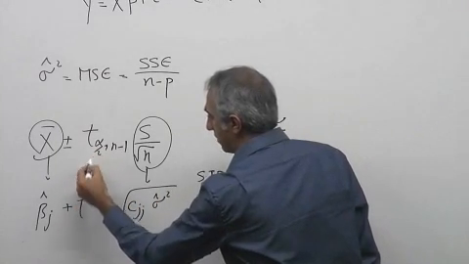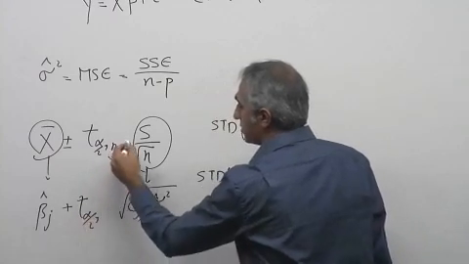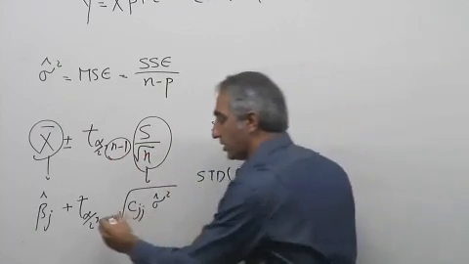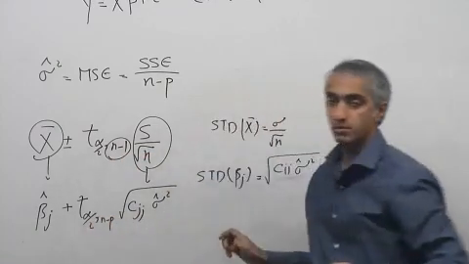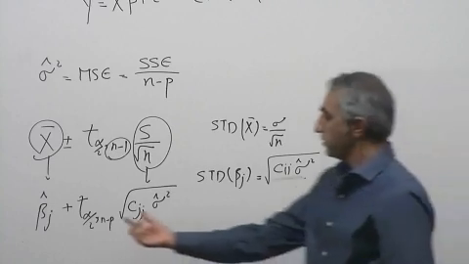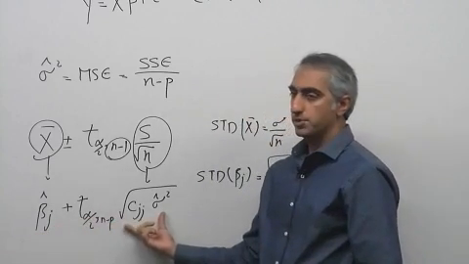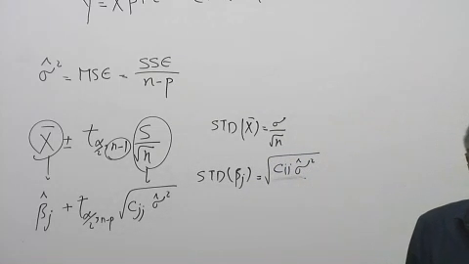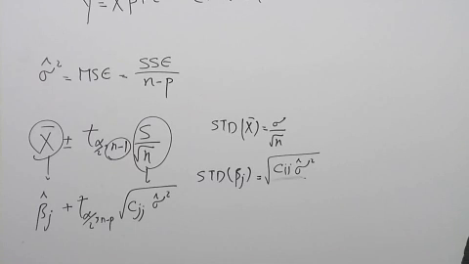Now I have t alpha over 2, but the degrees of freedom is different. This is n minus 1, but here it would be n minus p. Why? Because we are estimating p parameters. Is it clear? So very similar concept: point estimator, the standard deviation of the point estimator, along with the t distribution. Questions?